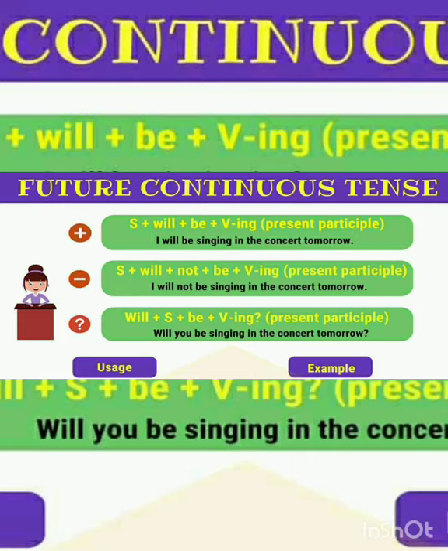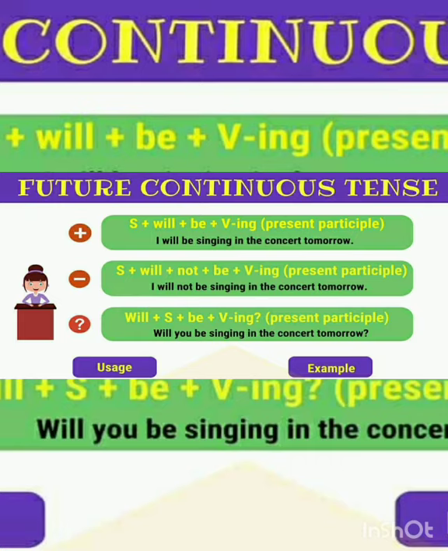And for a negative sentence of future continuous tense, first comes a subject, and then comes will not, and then comes be, and then comes verb 1, and we should add ing to the verb 1. A sentence is, I will not be singing in the concert tomorrow. And then for an interrogative sentence in future continuous tense, first comes will, and then comes a subject, then comes be, and then comes verb 1, and we should add ing to the verb 1. Example, will you be singing in the concert tomorrow? This is about future continuous tense. Please do remember the formula of future continuous tense.